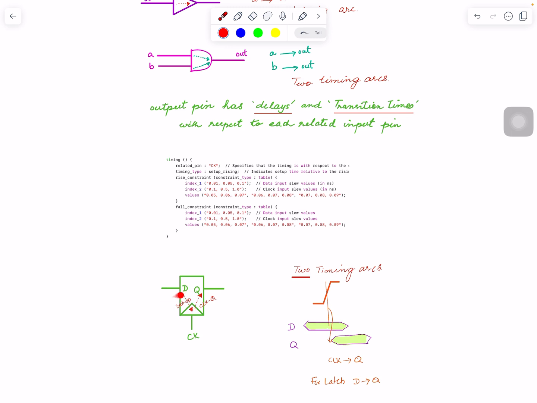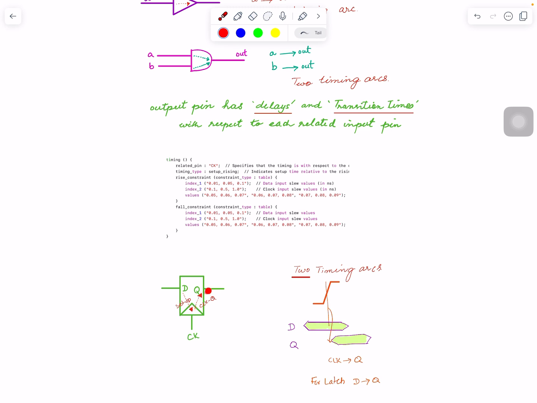Now, if there is an enable pin, remember in the previous video I mentioned, even an enable pin will have a setup, right? Your enable pin, if it's coming with respect to the clock pin, needs to come a certain time before the edge. If it changes here, the flip-flop will not be able to react properly to that enable pin. So if enable is there, it will also have a setup and hold time. If there is a reset, it also has a setup and hold time if it's a synchronous one.